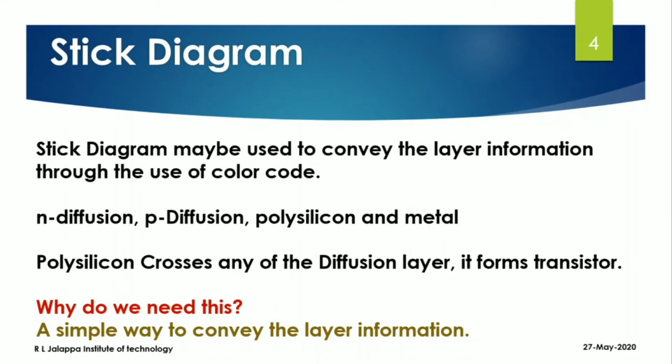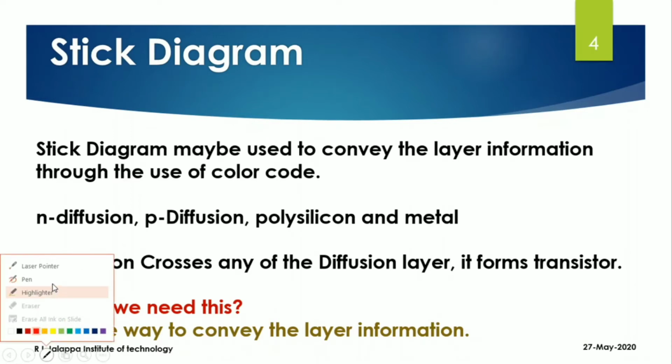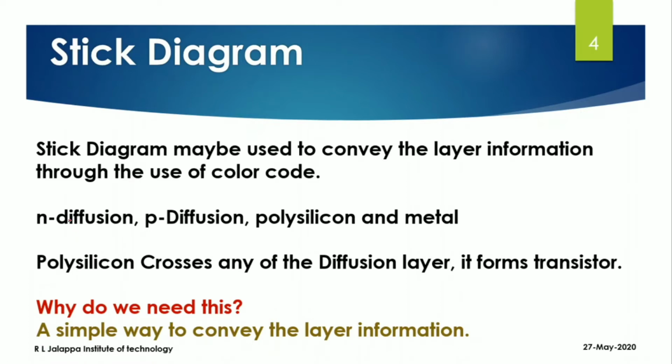What is a stick diagram? A stick diagram may be used to convey the layer information. That is, you have majorly four different layers: N diffusion, P diffusion, polysilicon and metal.